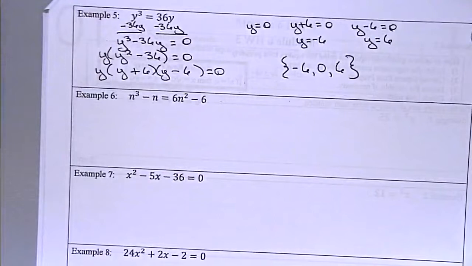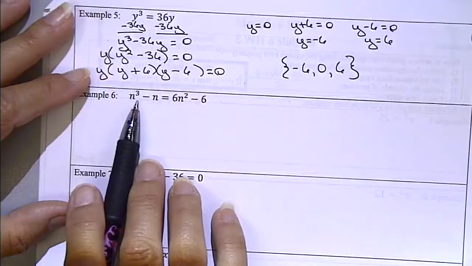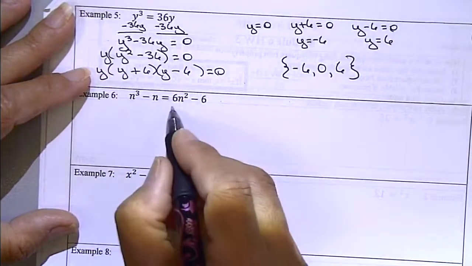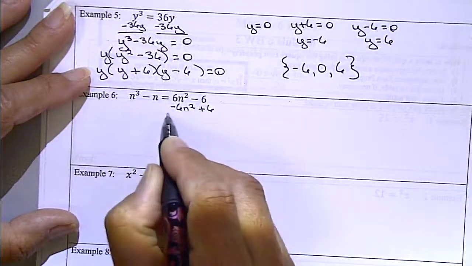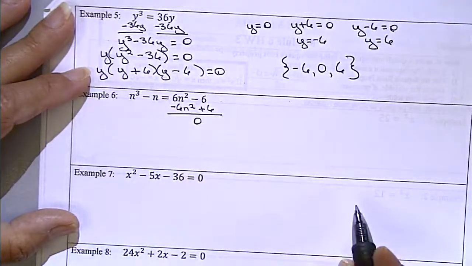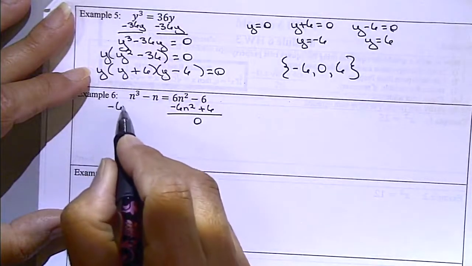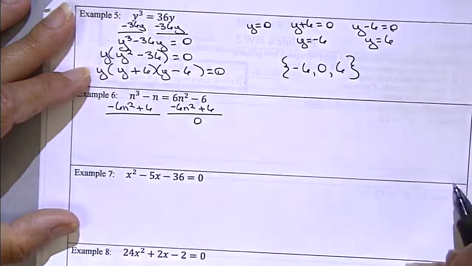I'm going to move things all to one side, and the side I choose is the one that has the highest exponent. So I'm going to move everything over here to the left because it has an n cubed. How do I do that? Well, I have to subtract 6n squared and add 6, don't I? And then that becomes 0. But if I do that over on that side, then I have to subtract 6n squared and add 6 over here, and everything has now moved to the other side.